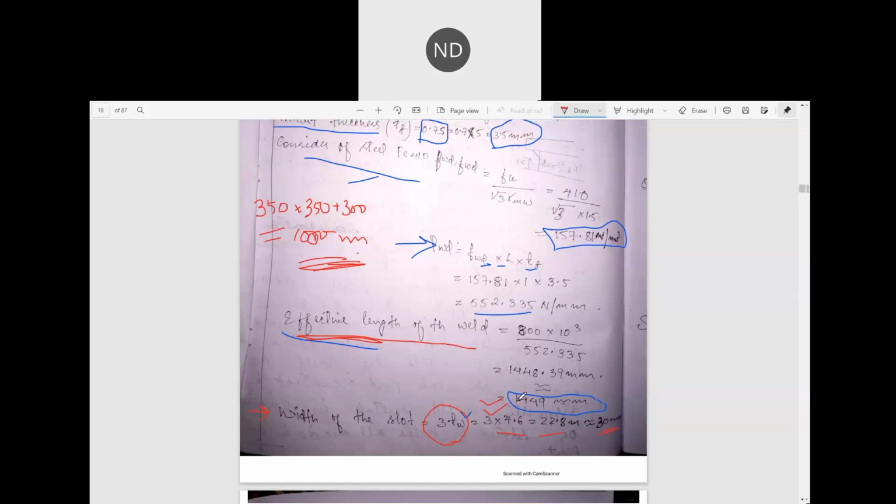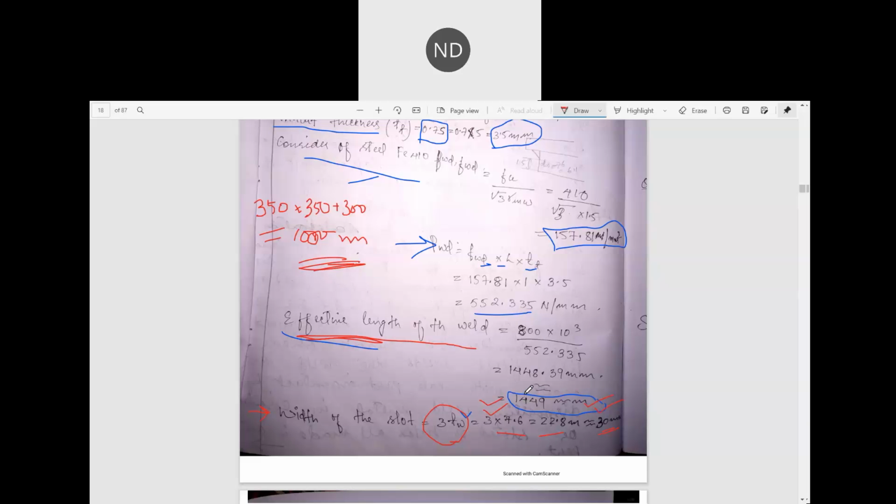This one, 1449. The total length of the weld we need to have is this much, or according to your design you can take it to be 1500 also, no problem, or 1450 you can take. But because it will become more if you take 1500, you will need more welding material, so you can consider this to be perfect for carrying the load of 800 kilonewton. So we have got 1449. You can take it to be 1450 also.